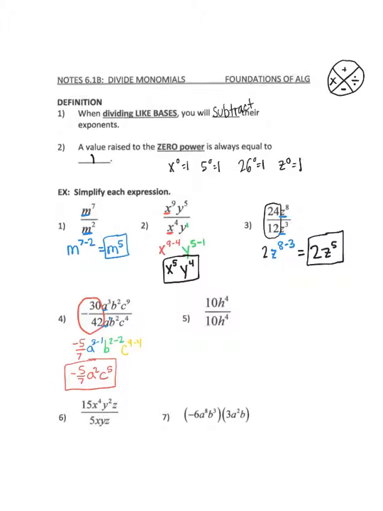Okay, number 5. 10 over 10, I know that gives me 1. And then if I have h to the 4th minus 4, that's going to give me 1 times h to the 0, which is just 1 times 1, which means my answer is 1. And we could have figured that out without doing that work, because we know anything over itself is always going to give us an answer of 1.